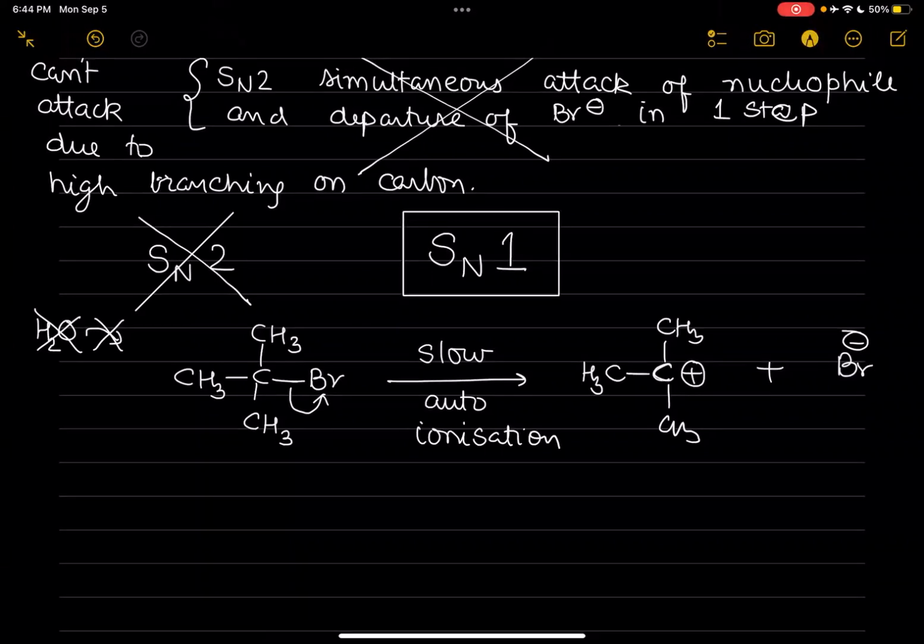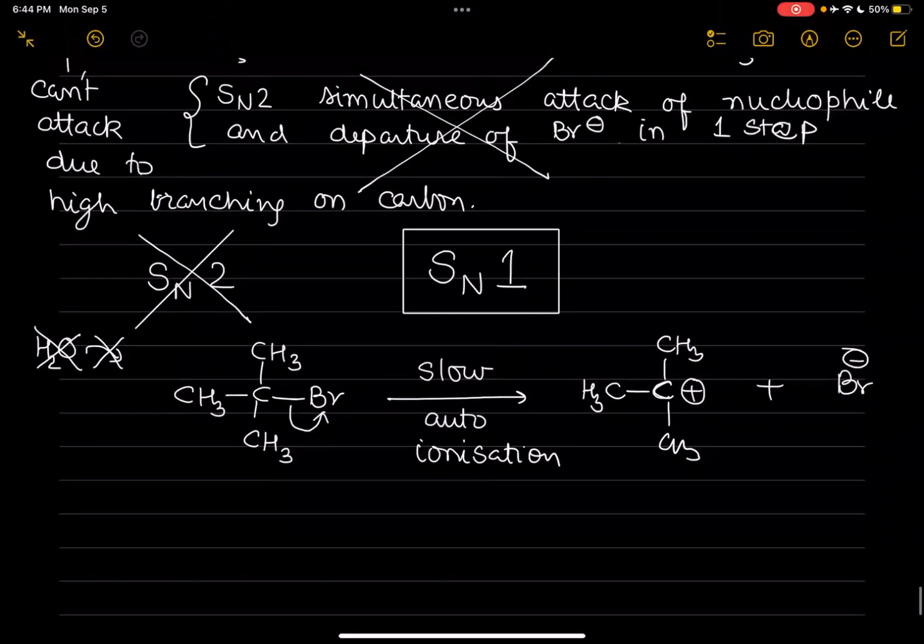Sir, but how does SN1 become bulkier in this reaction? Does it become bulkier or is it already bulkier? No, if you take a bulky substrate, if you take a heavily branched substrate, the mechanism of substitution will not be SN2. It will be SN1.